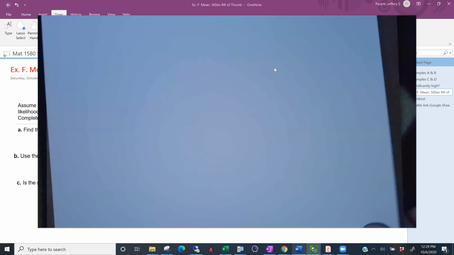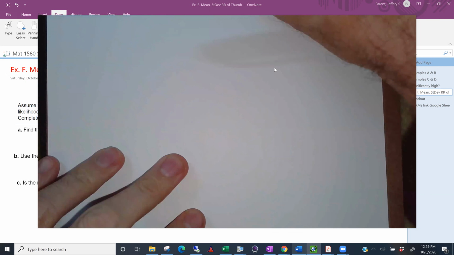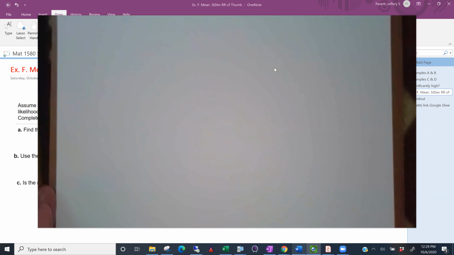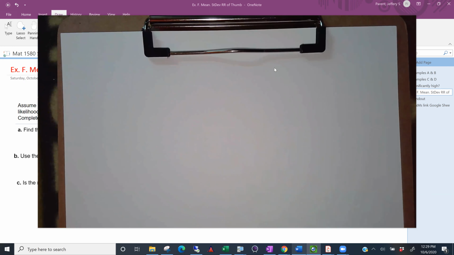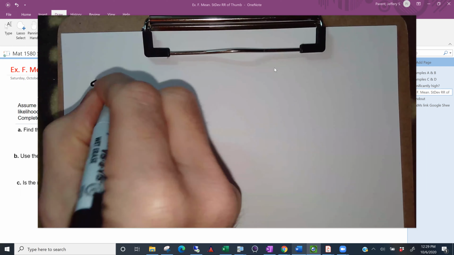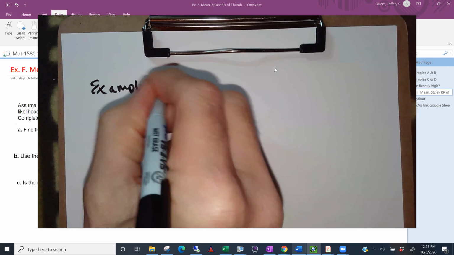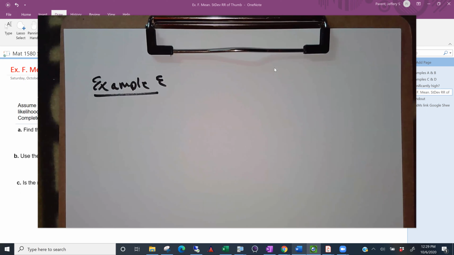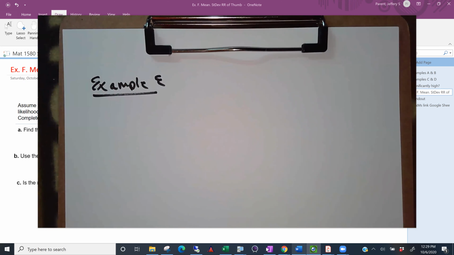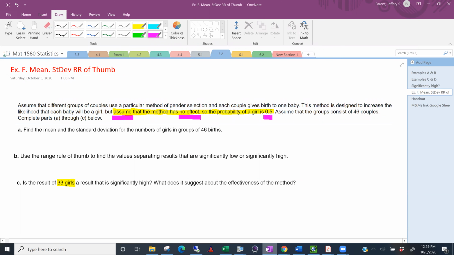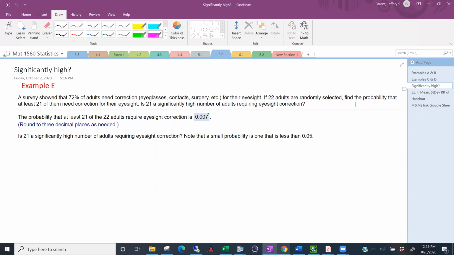Let's keep going. We'll back up and do example E. So again, kind of going back to some probabilities, and then I'll have you calculate a probability as well. So example E. Let's find that on our little sheets here. Example F. There we go.